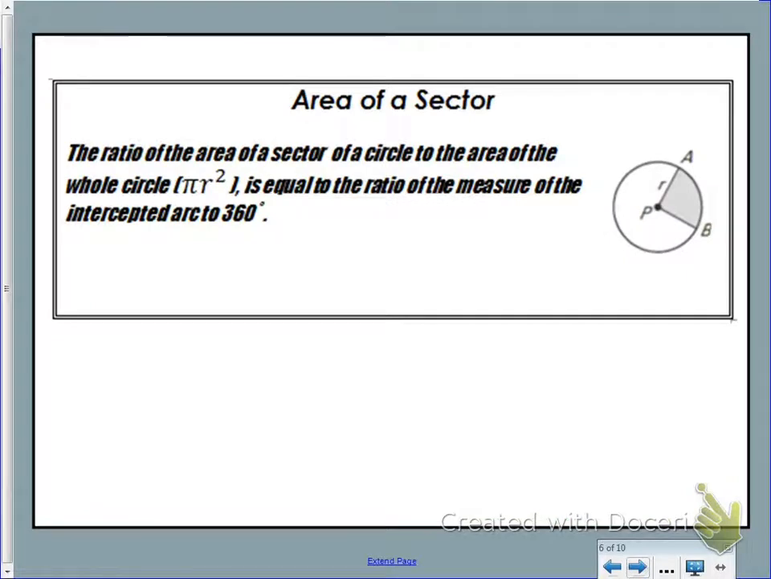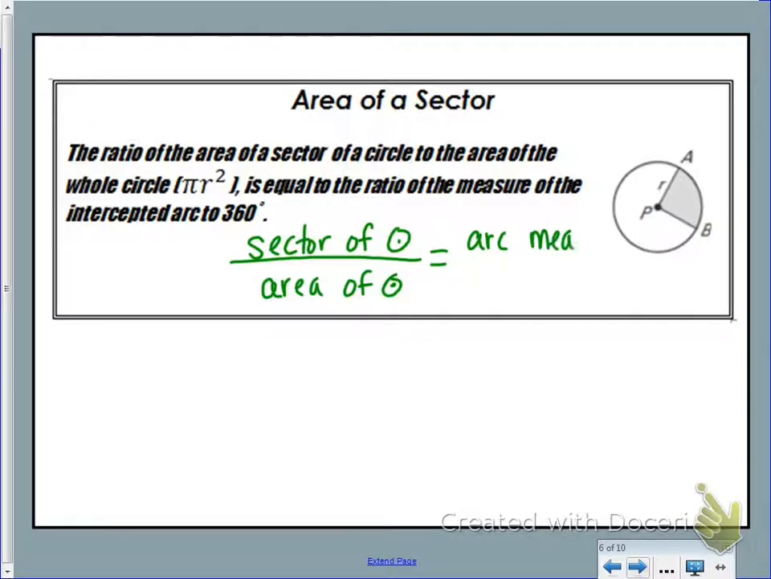The area of a sector. This is going to look very similar to when we calculated arc length yesterday. So the ratio of the area of a sector of a circle to the area of the whole circle, or pi r squared, is equal to the ratio of the measure of the intercepted arc to 360 degrees. In other words, the part of the circle, the sector of the circle, over the entire area of the circle, so the part over the whole area, is equal to the arc measure over the total measure of a circle, which is 360 degrees.